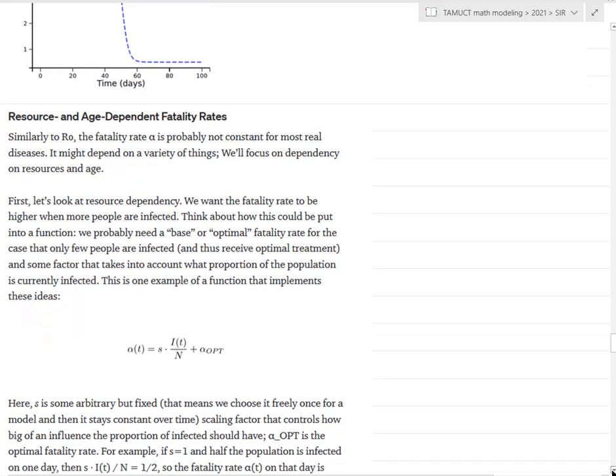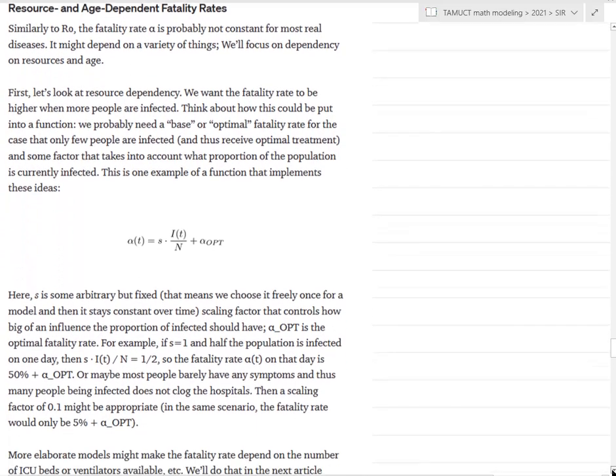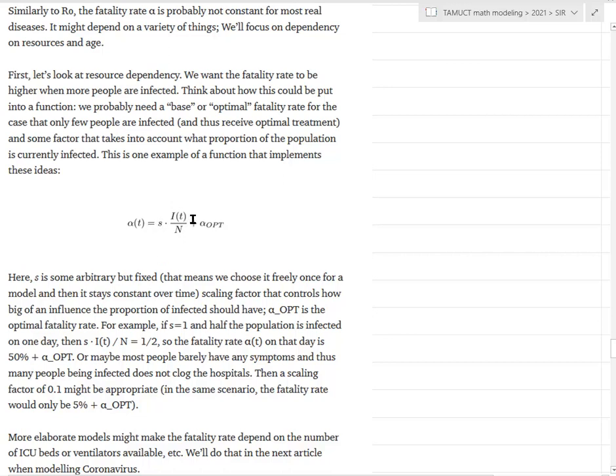But this is also something that we can do in our Excel model. We can make alpha depend on the value of I. So there's really no problem there. We can do this easily.